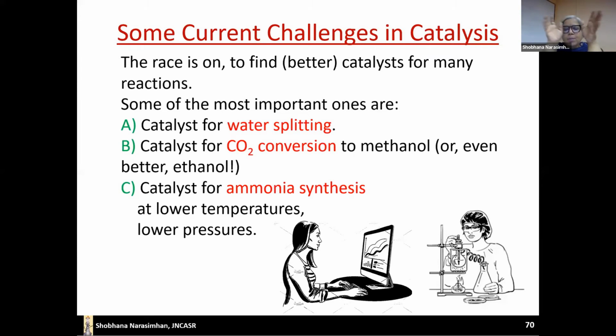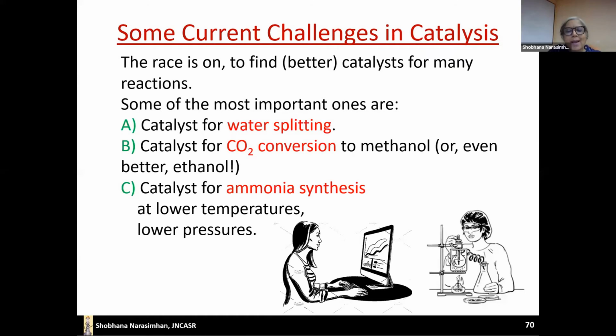And also the Haber-Bosch process, as I told you, is a very high pressure, high temperature process that consumes a lot of energy and causes a lot of pollution. So if you can find a better catalyst for that process, ammonia synthesis, that's also a big challenge.